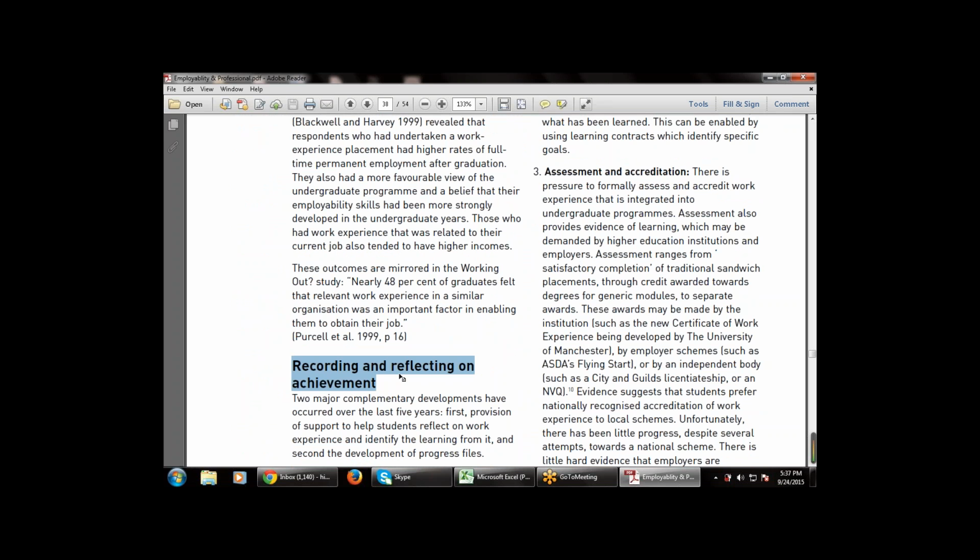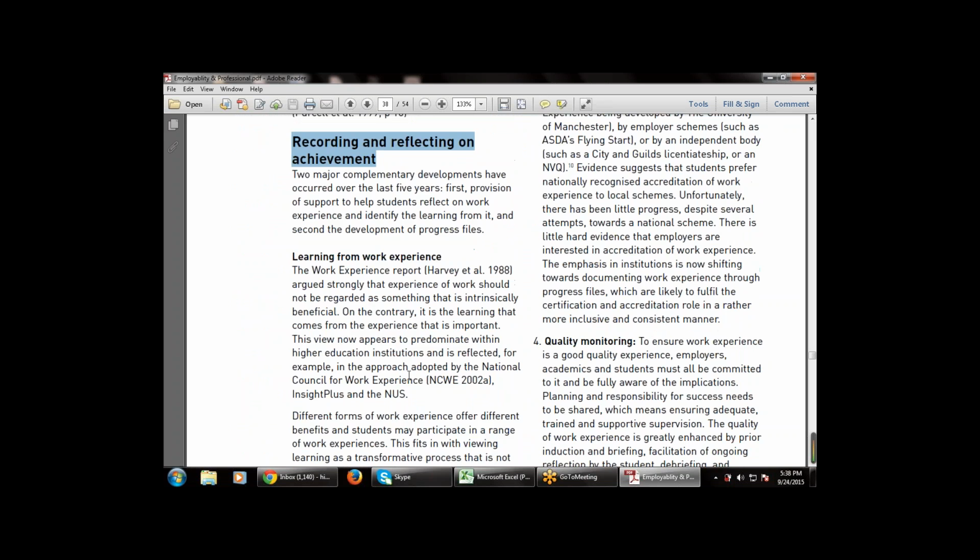First, the provision of support to help students reflect on the work experience and identify the learning from it. And second, the development of progress files. And there are multiple techniques that are used.